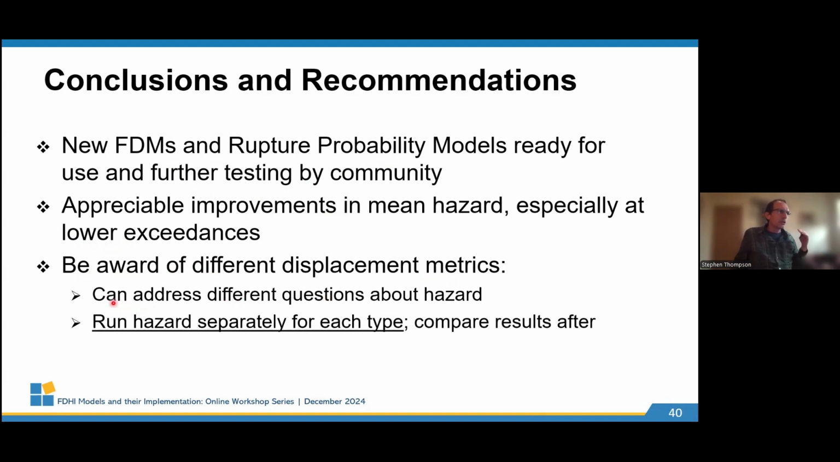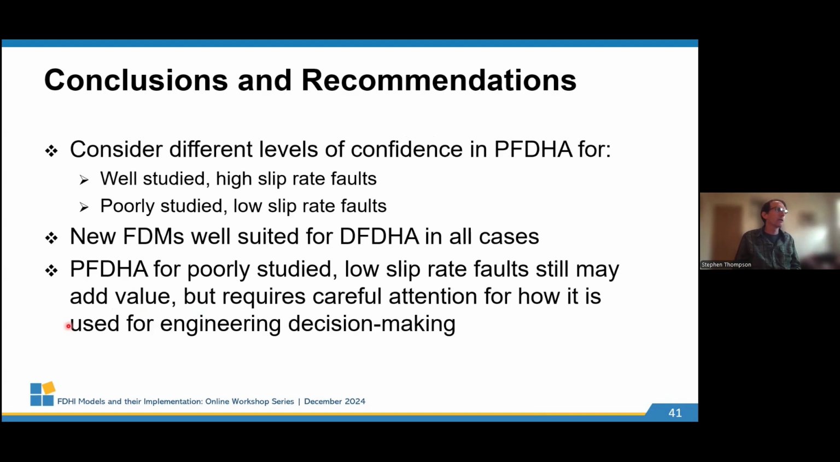These are potentially very useful for addressing different questions about the hazard for different site-specific projects, but the hazard does need to be run separately for each type, and the results can be compared after the fact. We shouldn't be mixing these models within the same logic tree and the same calculation.